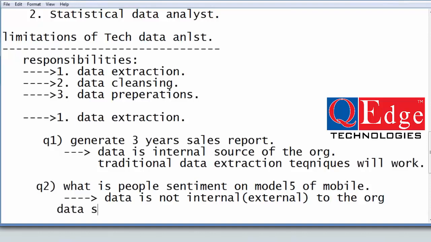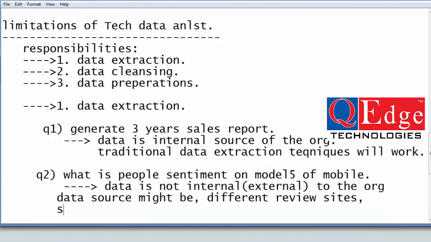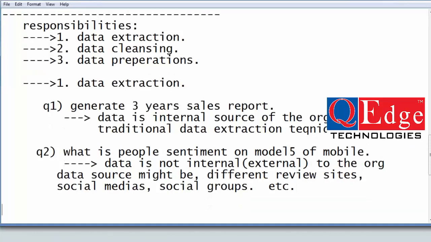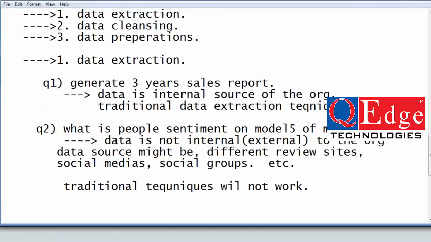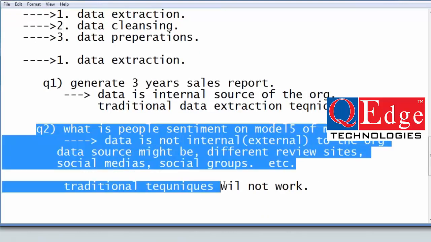So data sources might be different review sites and social media and social groups, etc. So here traditional techniques will not work out. So this is the problem. So here data scientists have to play their own key role.